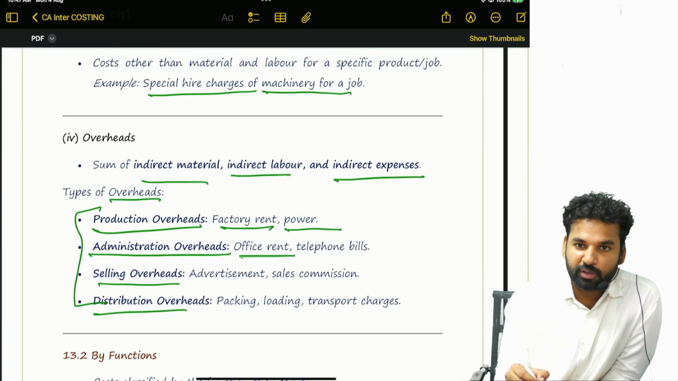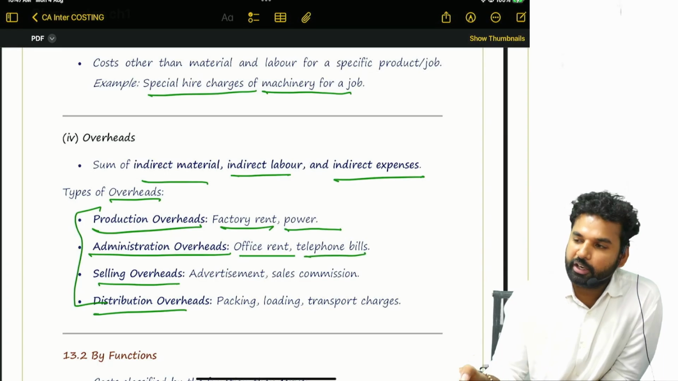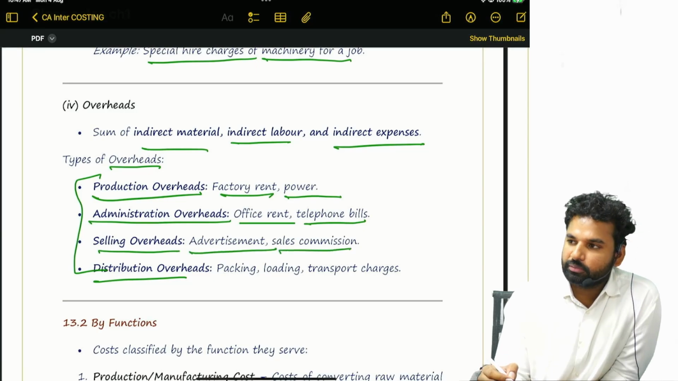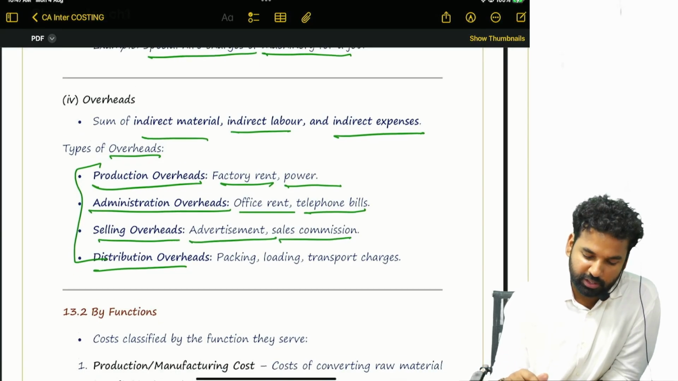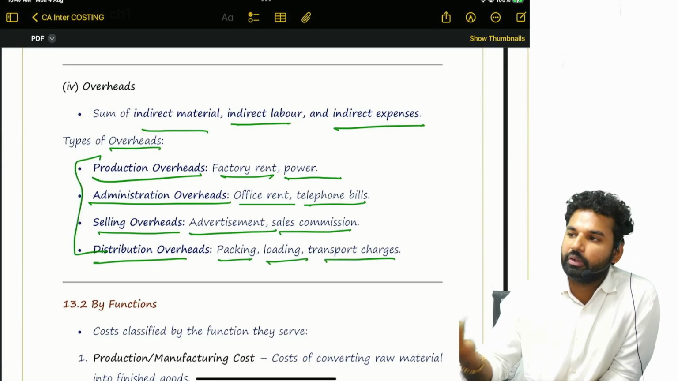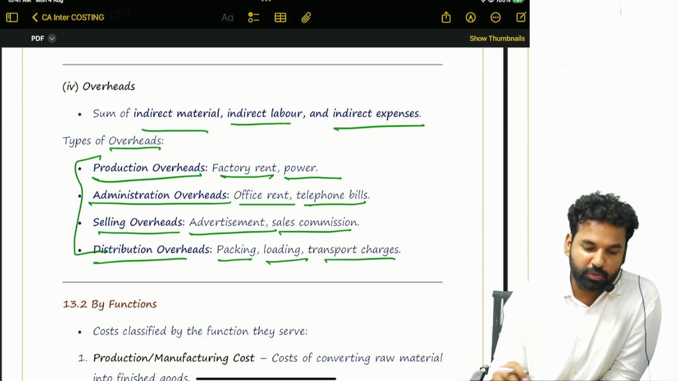Administration overheads, for example, office rent, telephone bills, internet bills, salary of an accountant. Selling overheads mean advertisement, sales commission, marketing team salaries. Packing, loading, and transportation charges for delivery to the customer will be distribution overheads.